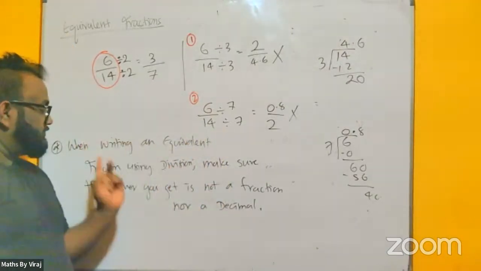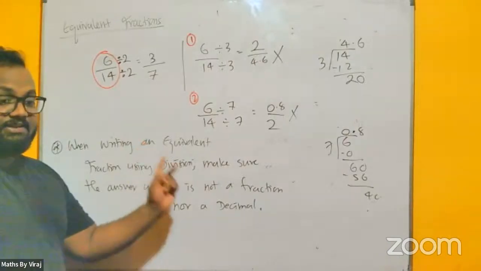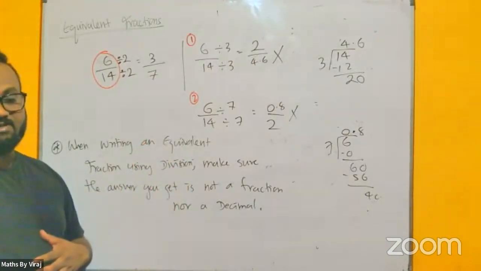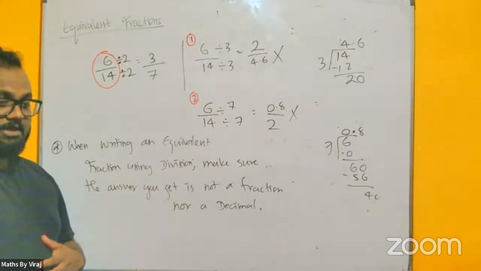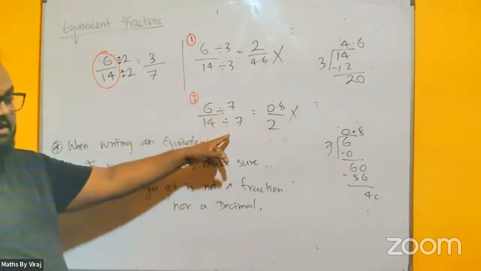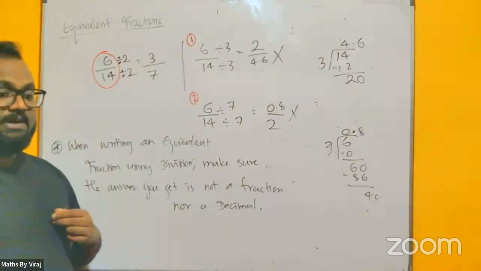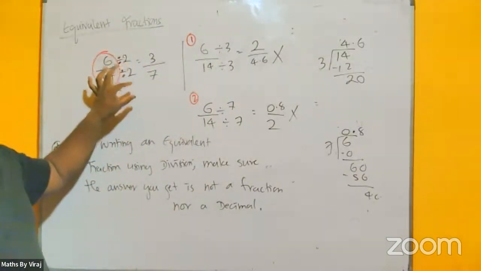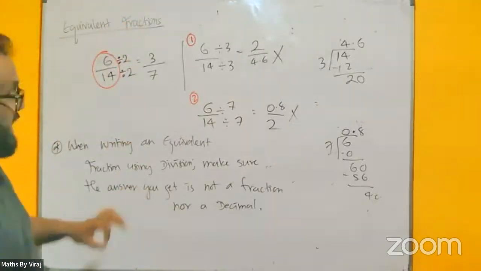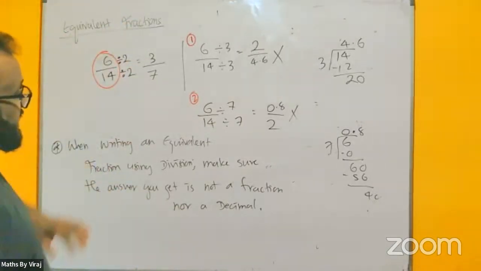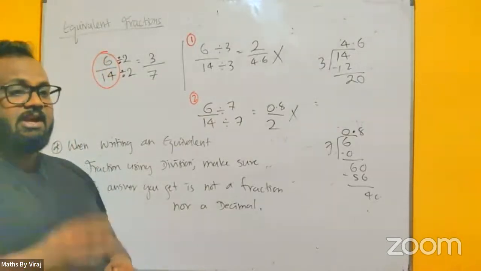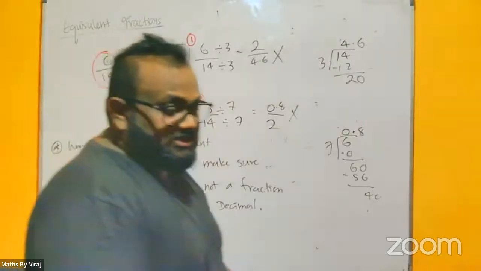When writing an equivalent fraction using division, make sure the answer you get is not a fraction, no, a decimal. That is, when I divide, I can't get a fraction or a decimal as my answer. What should I get? I should be getting a whole number, as in 3 and 7. Therefore, 6 upon 14, I have chosen to divide both by 2. Is that clear, children? Right. Take this down fast, please.